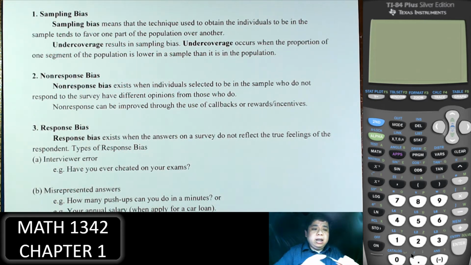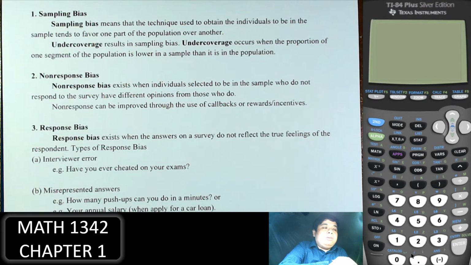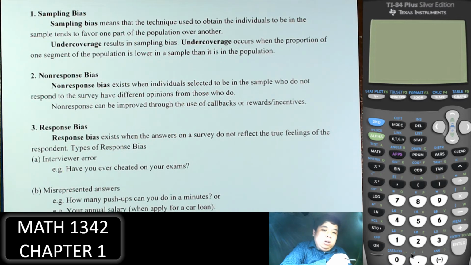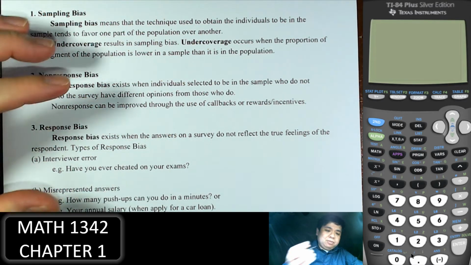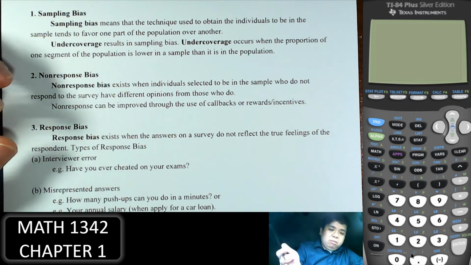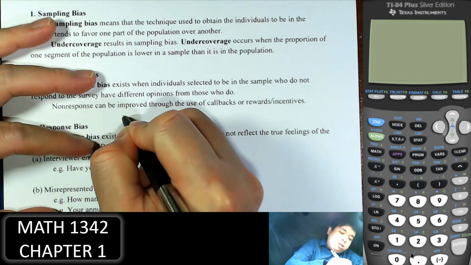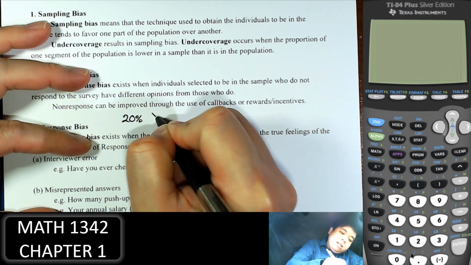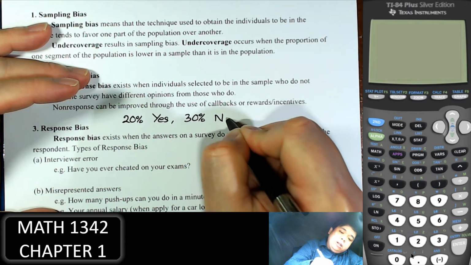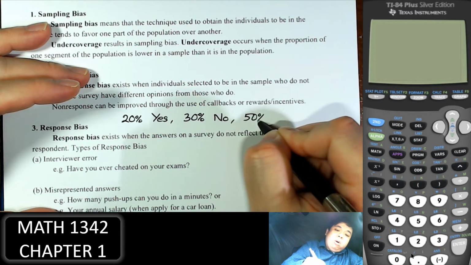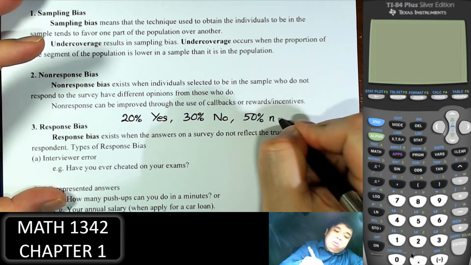Or let's say you ask, what do you think about gun control? Do you like it or not, or no comment? Let's say I'm just going to give some results here. 20% of them say yes, then 30% say no, and then 50% have no comment, or what we call non-response.